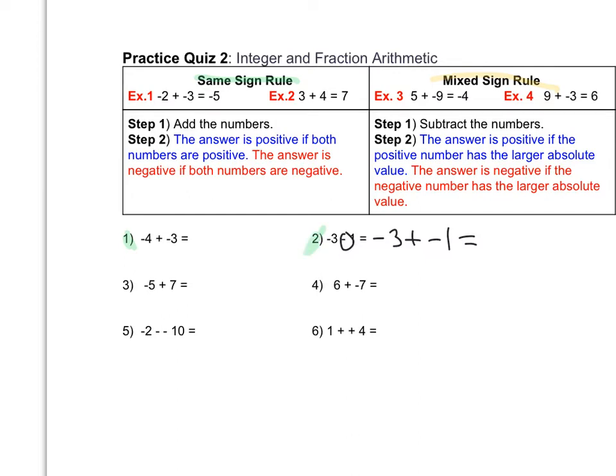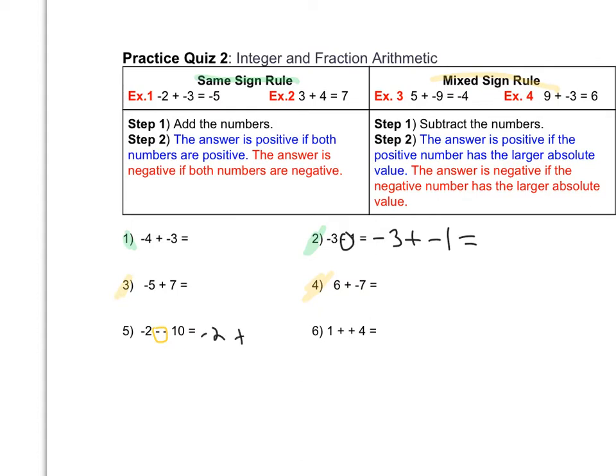For problem number 3, we have -5 plus 7. So one's negative, one's positive, and so we're going to highlight that yellow for mixed sign rule. Problem 4 is mixed sign because you have a +6 and we're adding a -7. For problem 5, we have a set of neighbors right there, so we can rewrite this equation as -2.